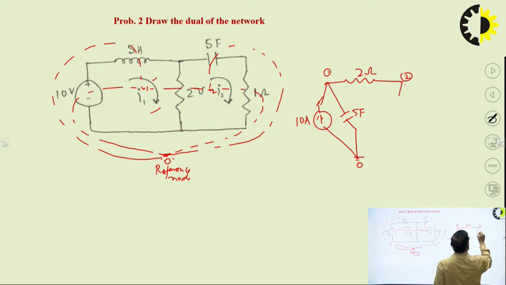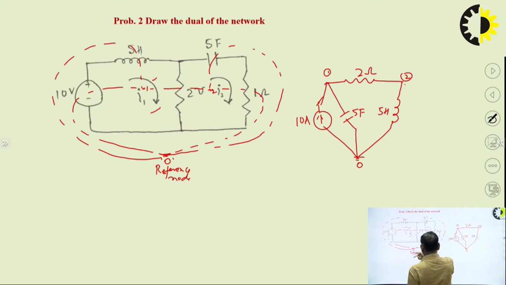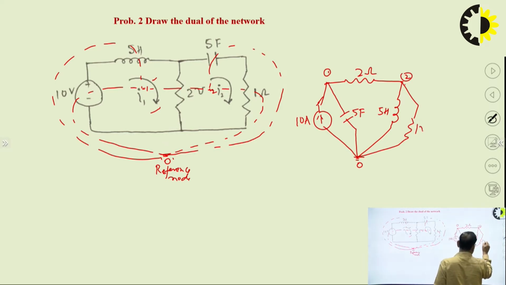So, we have the 5 Henry here. And then from 2 to reference node we have a 1 ohm resistor. So, we can have 1 mho more. So, this is the dual of the network.